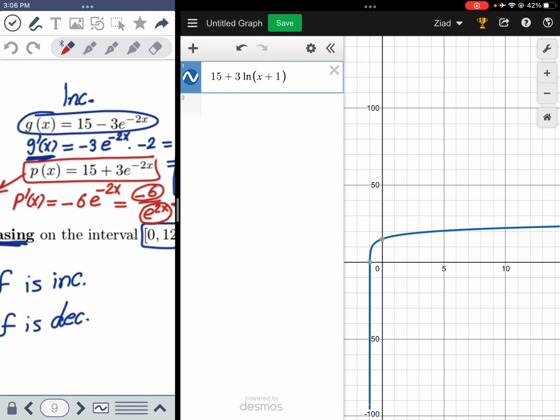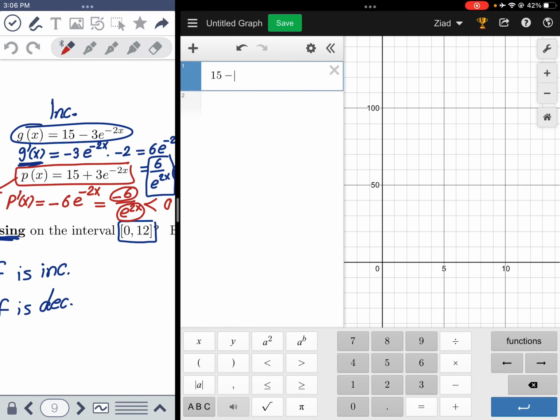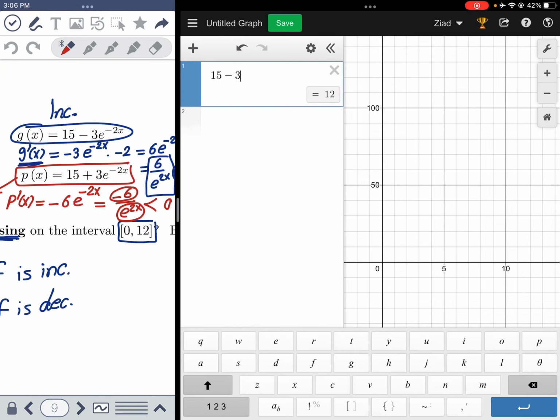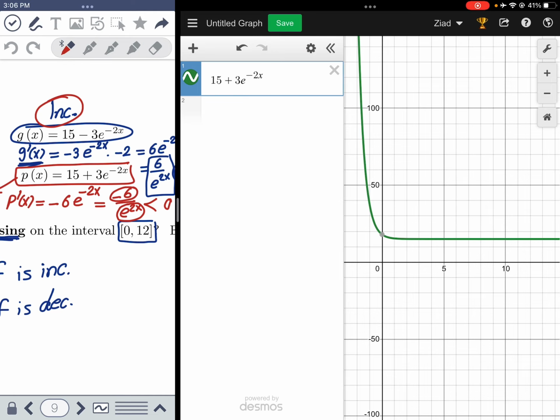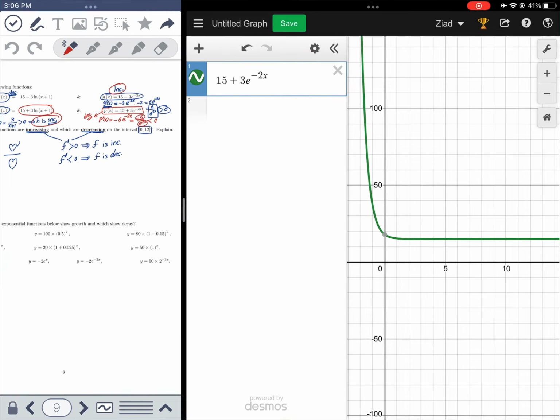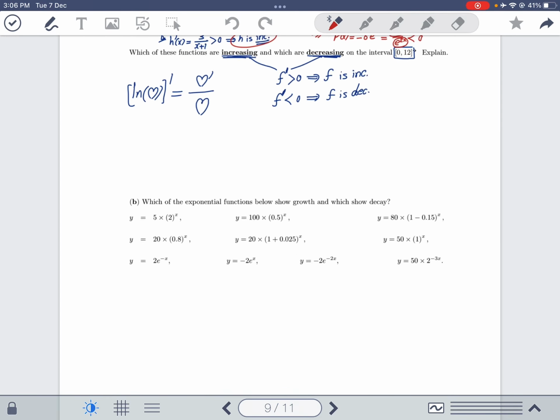Now let's go to the exponentials. So the first one was 15 minus 3 e to the minus 2x. You see, increasing, yes. And the other one is 15 plus. You see, it's decreasing. And so we checked those 4.